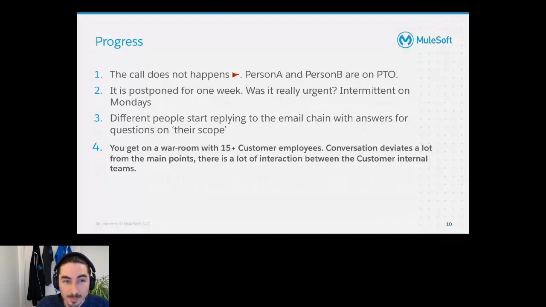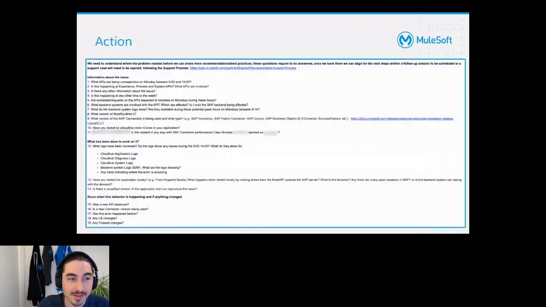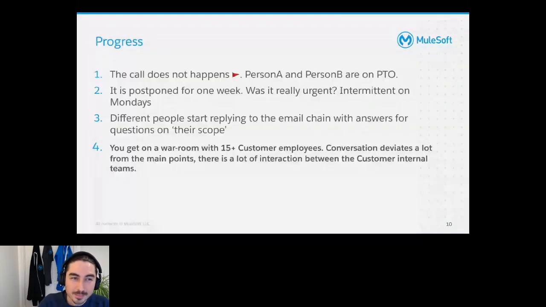Different people start replying to the email chain with answers for questions in their scope. This is very challenging. If you ever write an email, as I did here, with so many questions that you were expecting to cover in a call, you're going to start getting replies from each person answering one or two of the questions, and then you have to consolidate all of that in a document. Don't ever do that. Put the document straight away, and then you can work around it. Anyways, from the lessons learned, we move on to what happens next.